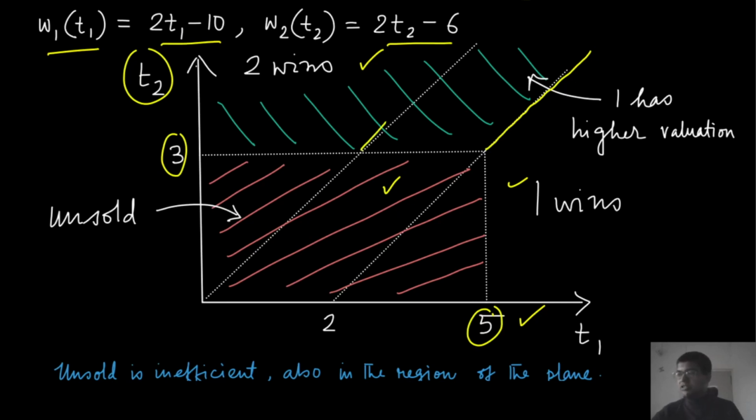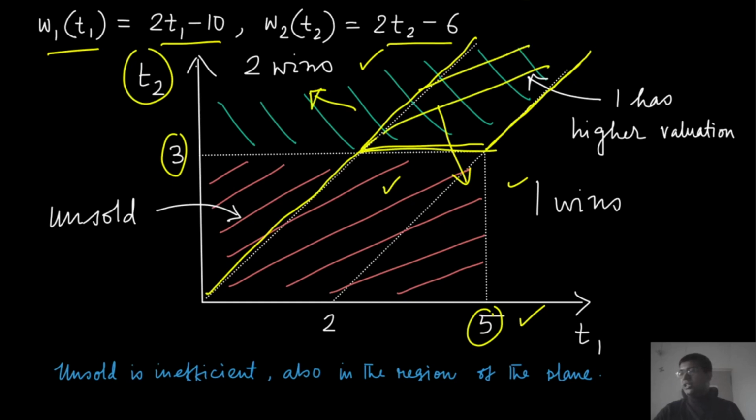In this region, you can see the 45-degree line, where T1 and T2 are equal. On one side of that line, T1 is larger, and on the other side T2 is larger. You can see in this region, even though the value of T1 is larger, the object is actually getting allocated to player 2 because the expected revenue is going to be larger in that case. So that is contrary to efficiency; this is not an efficient allocation.